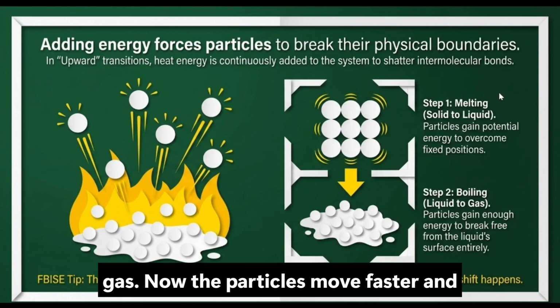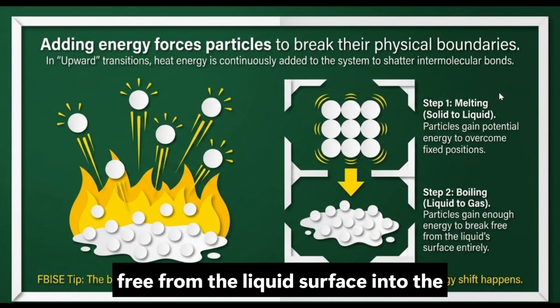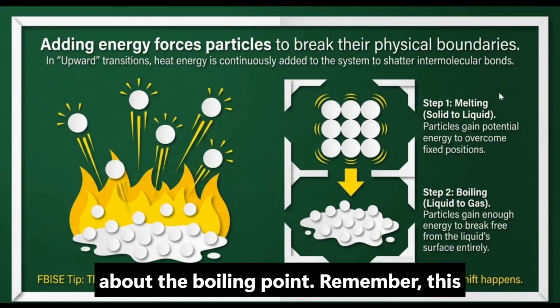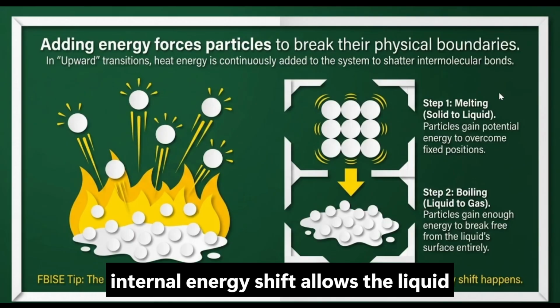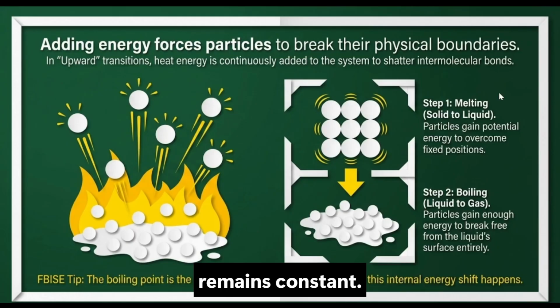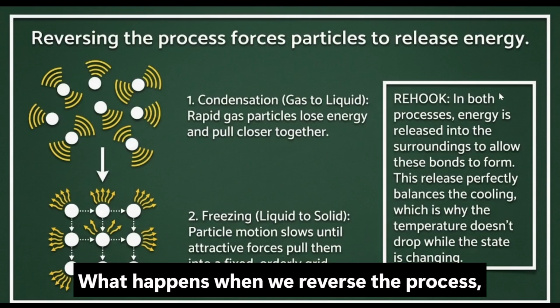Now the particles move faster and eventually gain enough energy to break free from the liquid surface into the gas phase. FBISE often asks about the boiling point. Remember, this is the specific temperature where the internal energy shift allows the liquid to turn into gas while the temperature remains constant. What happens when we reverse the process?